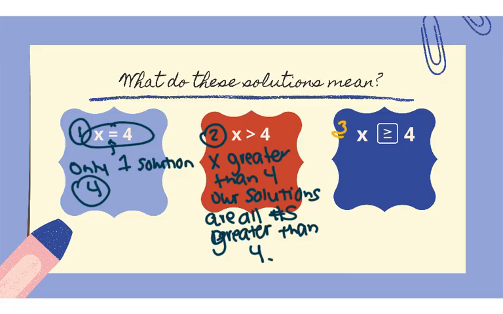Well, this third one here tells us x is greater than or equal to 4, meaning our solutions, because we have more than one, are the number 4 and everything greater than that. So 4 also satisfies that inequality.